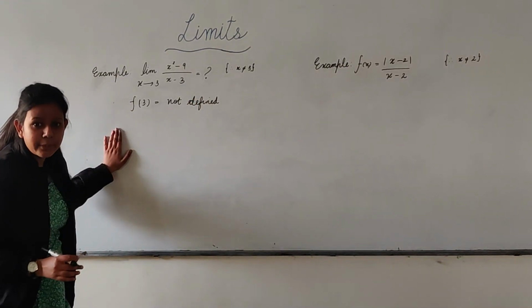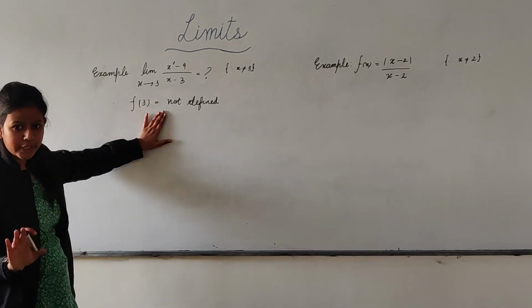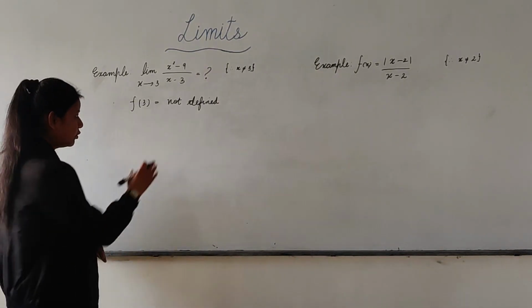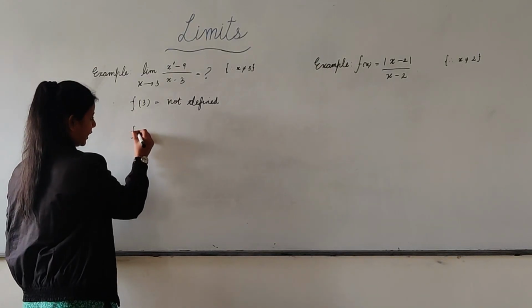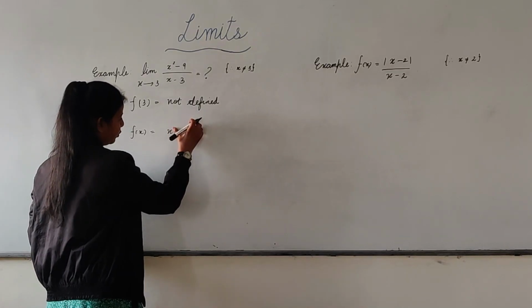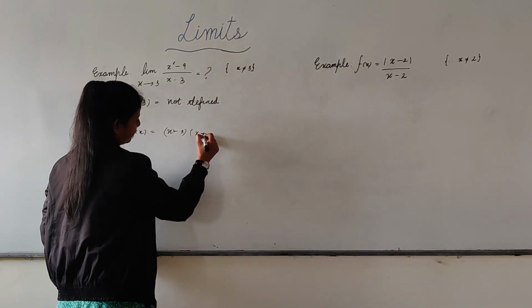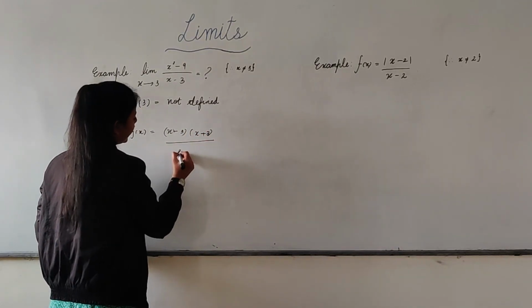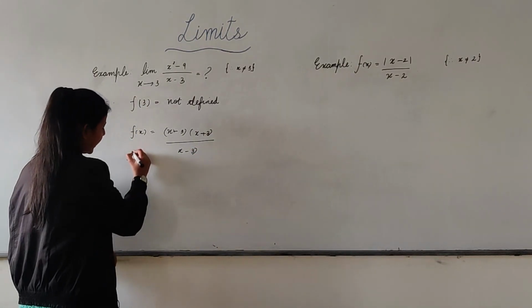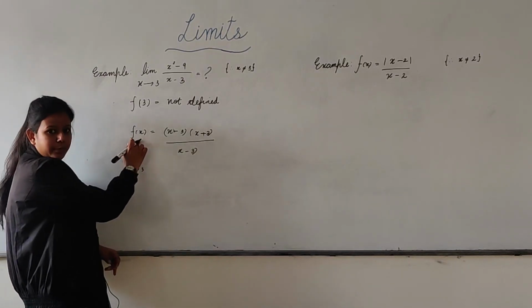So we check the neighborhood of x equals 3. That is, we check where x is not equal to 3 but around it, and we check the limit. So we calculate here: f(x) can be written, by factorizing x square minus 9, as (x minus 3)(x plus 3) upon (x minus 3). We will be checking the limit as x tends to 3. What will f(x) be approaching?